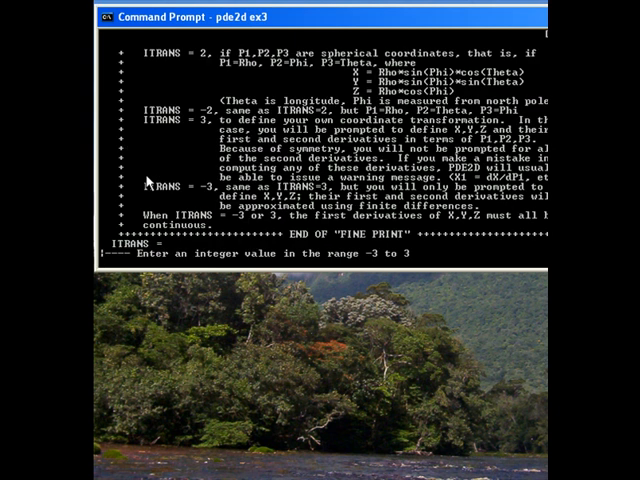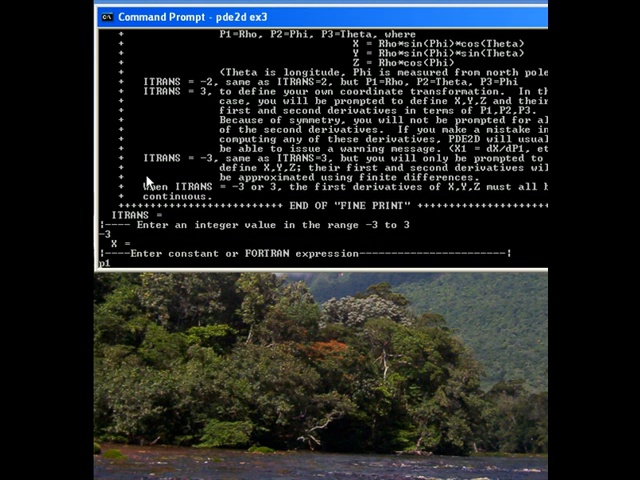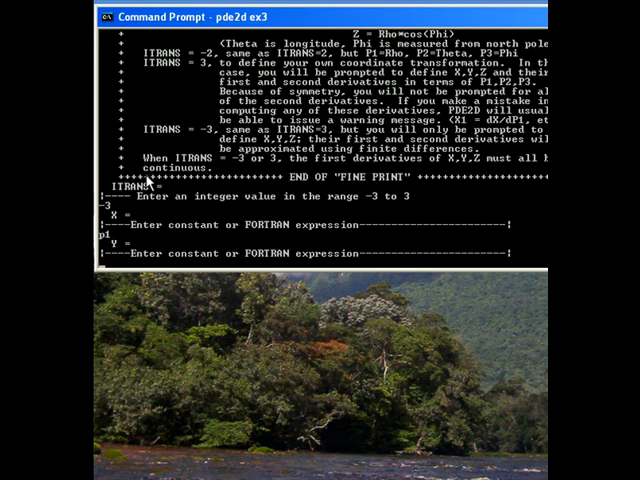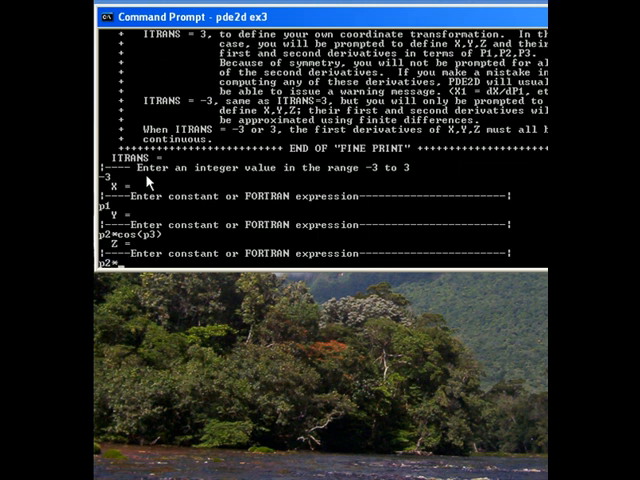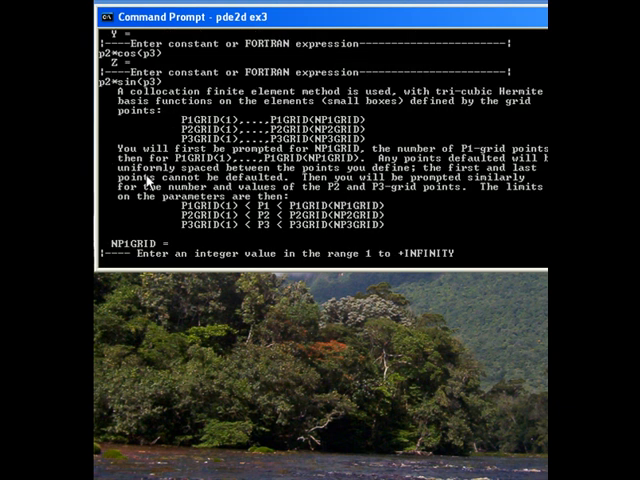Now we define the parametric equations, and the x is going to be just P1, y is going to be P2 times cosine of P3. Z is going to be P2 times sine of P3, so basically P1 is x, P2 is r in the yz direction, and P3 is theta.